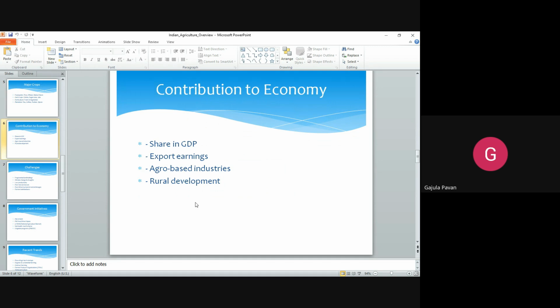There is much more contribution to the economy: share in GDP, export earnings, agro-based industries, and rural development. These four are the very important contributions of the agriculture sector to the economy. It contributes a share in GDP, and at the same time it exports different products to other countries. Another one is agro-based industry, which is a very important development, and another one is rural development. When we strengthen agriculture, automatically our economy is rurally developed. These are the major contributions of the agriculture sector to the economy.